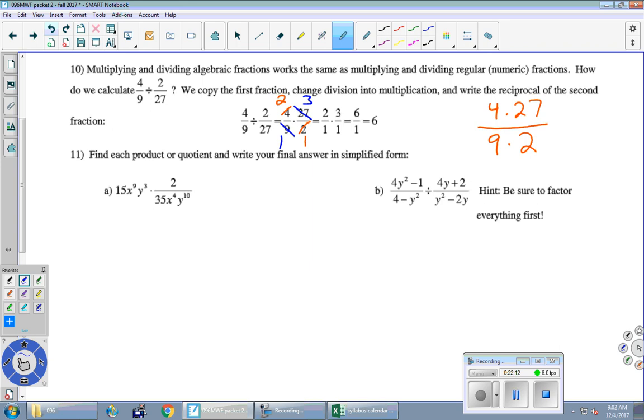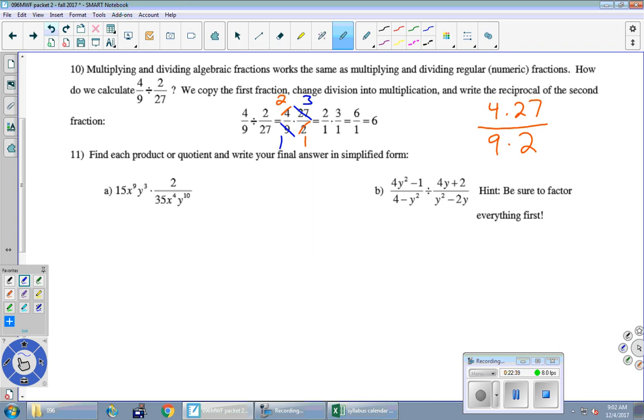3 and 1. That's right. So it's really just a 2 and a 3 on top and a 1 and a 1 on the bottom. In this case, we just get 6 over 1. In this case, it's not a big deal to not reduce first. You could have just taken the original numbers and multiplied. 4 times 27, that's 108, divided by 9 times 2, that's 18. You reduce them both by 18, and eventually you get to 6.